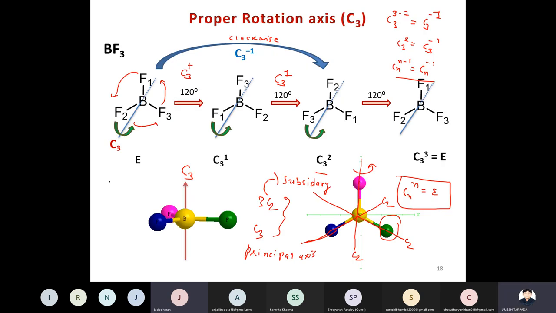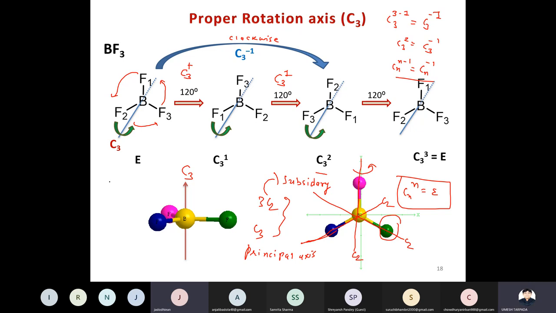Okay. Is it clear up to here? Yes, sir. It is clear. Yes, sir. Okay. So up to here, you have just started the introductory part of symmetry. See, we have already completed identity E and partially completed rotation axis. Now, tomorrow we will continue.